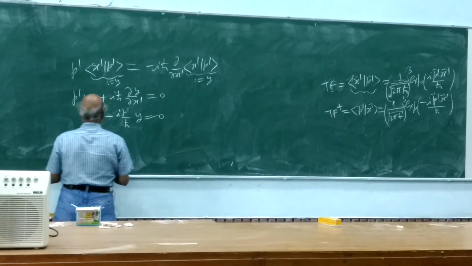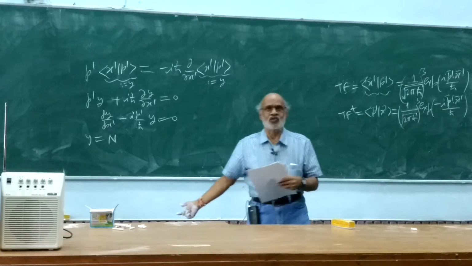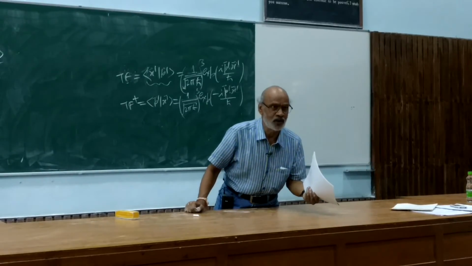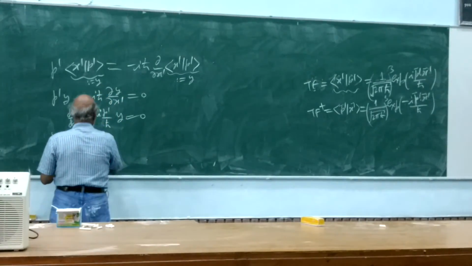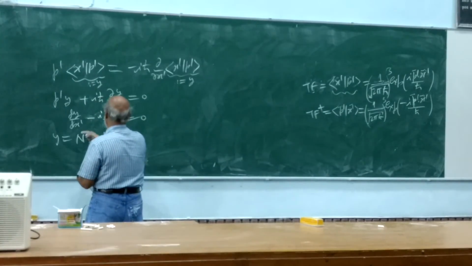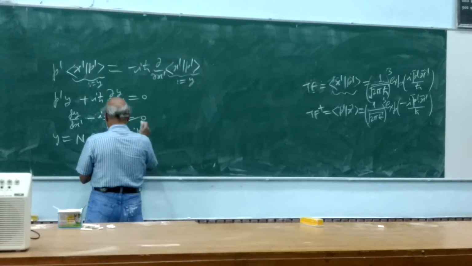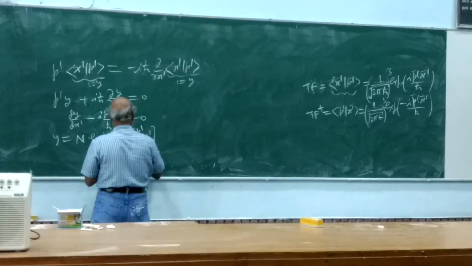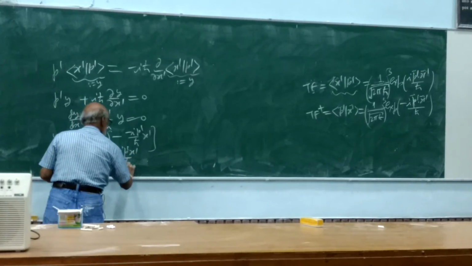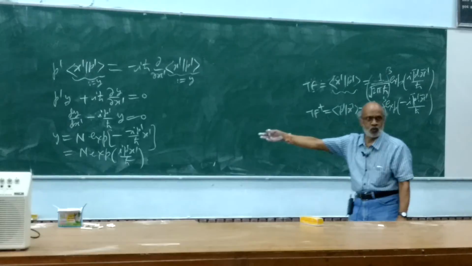Its solution I could write as y equal to some constant. For a first order differential equation there must be one constant of integration. This constant of integration here would be the normalization, times the exponential of, as I remember from my first year, if dy by dx plus p y equals 0, then the integral of minus p dx. So this is i p' x' by h-cross, and this is equal to N exponential of i p' x' by h-cross. It's exactly the same as what I have written down here.